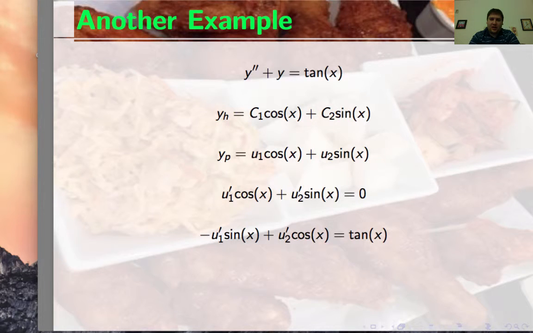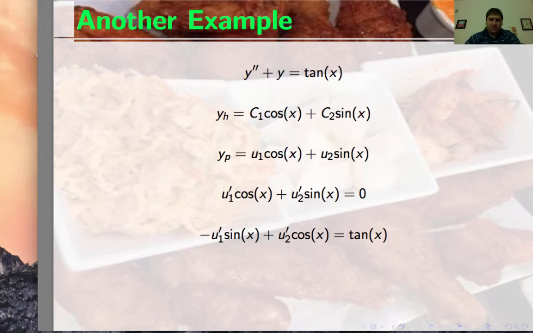u1 prime times cosine plus u2 prime times sine has to be equal to 0. And then if I take derivatives of everything, I'm going to get u1 prime times negative sine of x. I put the negative in front, but u1 prime times the derivative of y1 would be negative sine, plus u2 prime times the derivative of sine, which is cosine. And that has to equal f of x, which in this case is tangent of x.